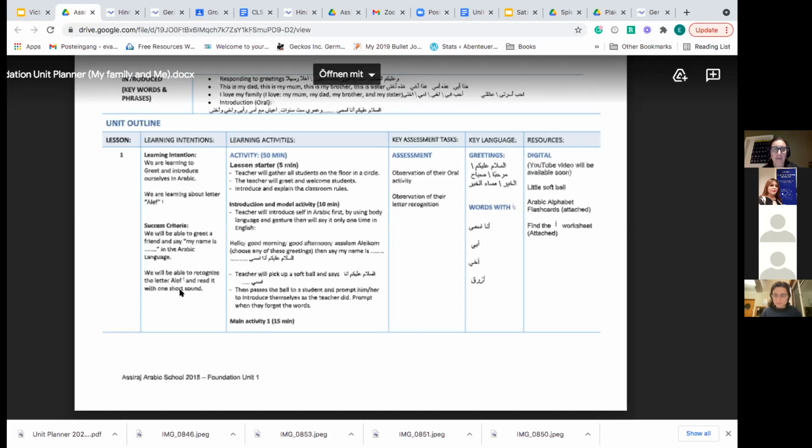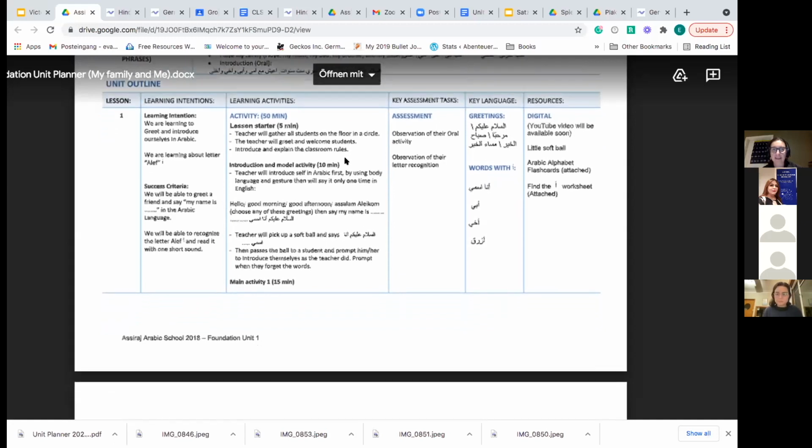So we will be able to greet a friend and say, my name is, in the Arabic language. We will be able to recognize the letter Aleph and read it with one short sound. So these are the learning intentions and success criteria. Then we have learning activities. That's a really, really core part of your unit of work. And that's also the reason why we even bother doing a unit of work.